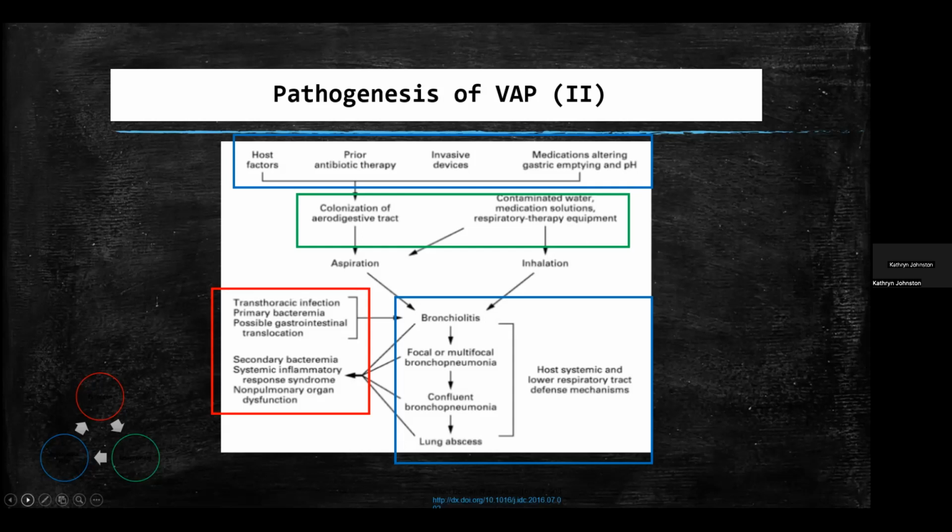At the patient level, the aspiration of the secretions can lead to colonization or infection. You can also get hematogenous spread from distant sites, such as colonization via the digestive tract or bacterial translocation from the gut. And the culmination of all of these factors can lead to the development of ventilator-associated pneumonias.